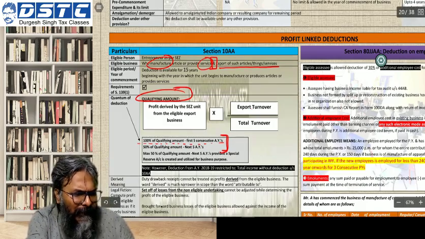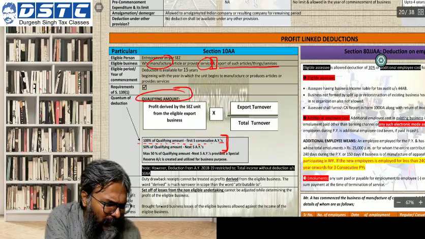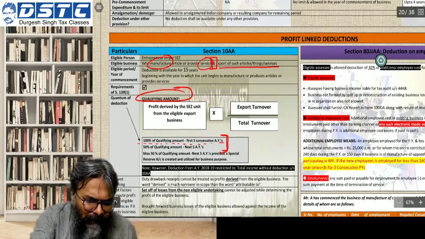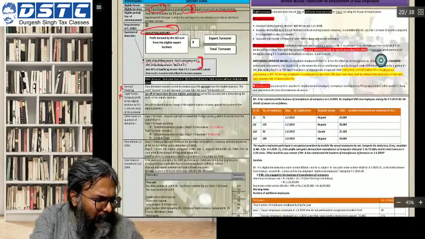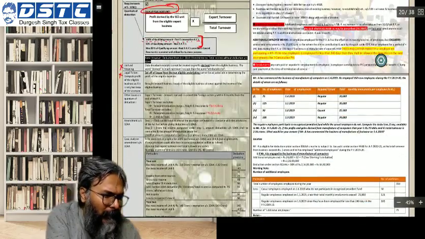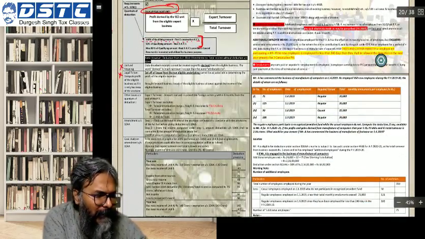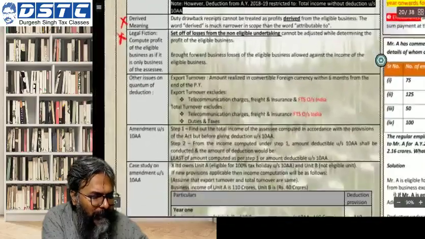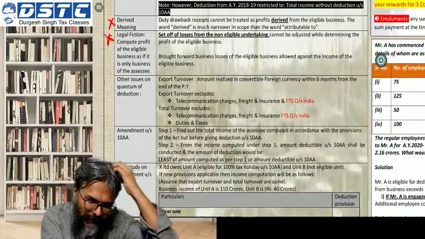Thereafter, students, the word derived and all this legal fiction, you can just try to delete it from your examination point of view. You can just delete this particular aspect, the word derived and the legal fiction part. You will not be getting this question in the exam.